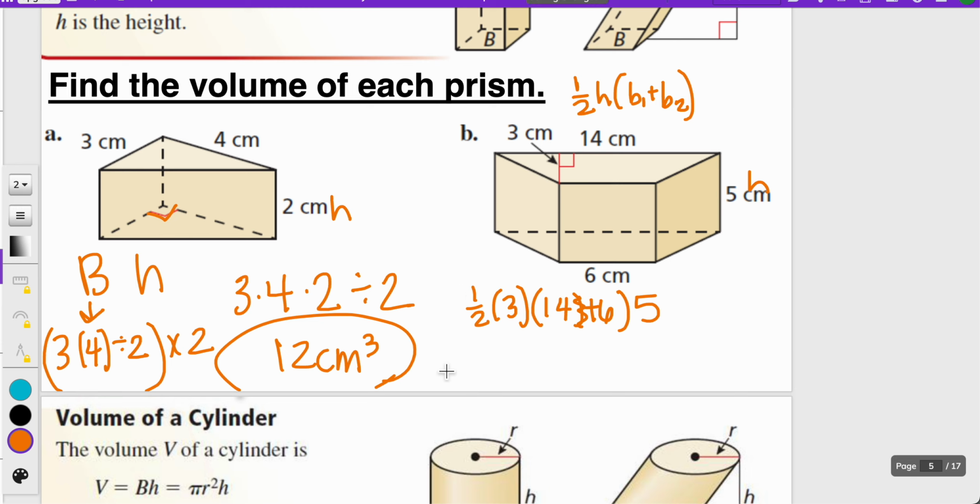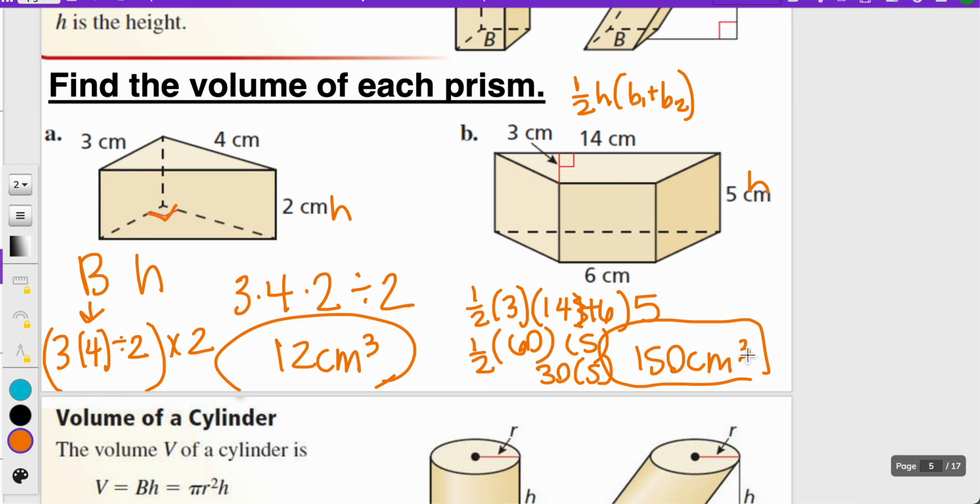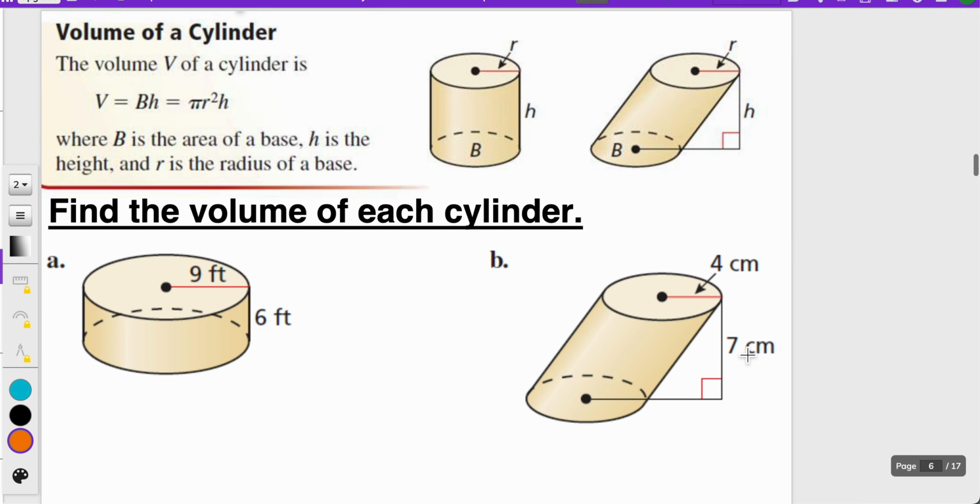For this one, 14 plus 6, that's going to be 20. So that'll be half of 60 times 5, or 30 times 5, and I'm going to get 150 cubic centimeters. Volume of a cylinder can be found the same way.